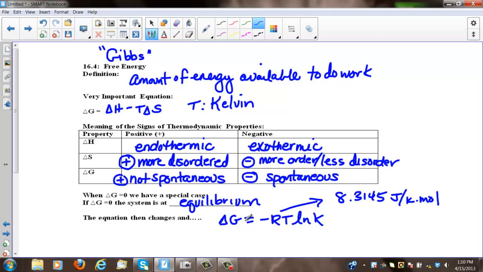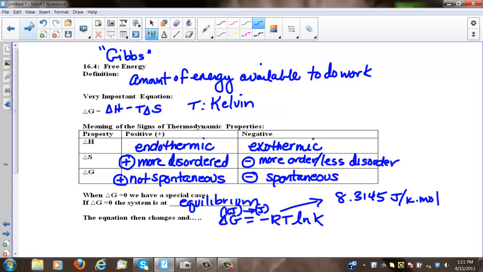Now, you're going to have to watch your units on these problems, and they do this on purpose. Your delta G is always given in kilojoules. So this is in kilojoules, and your R value is in joules. So you're going to have to change your kilojoules over to joules in order to use this equation.